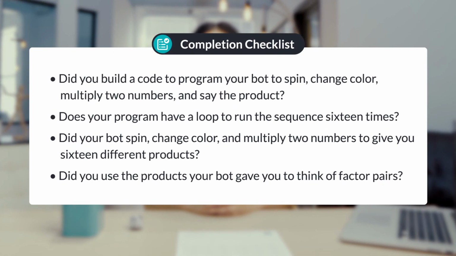Check that you have completed the activity. Did you build a code to program your bot to spin, change color, multiply two numbers, and say the product? Does your program have a loop to run the sequence 16 times? Did your bot spin, change color, and multiply two numbers to give you 16 different products? Did you use the products your bot gave you to think of factor pairs?